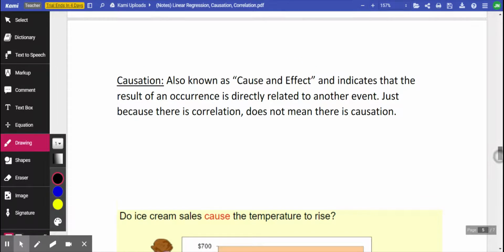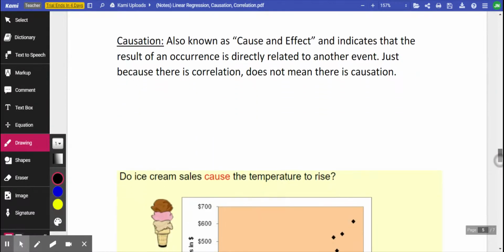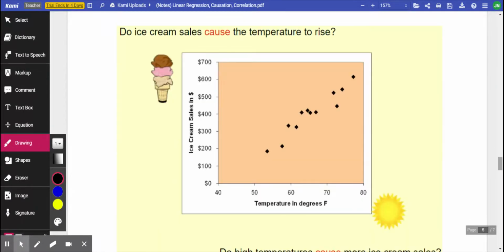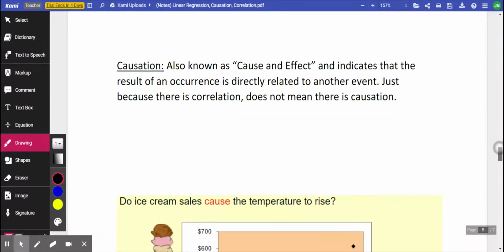Okay, so causation. The last thing that we're going to be talking about is causation when we're talking about correlation and stuff. So we already talked about correlation.